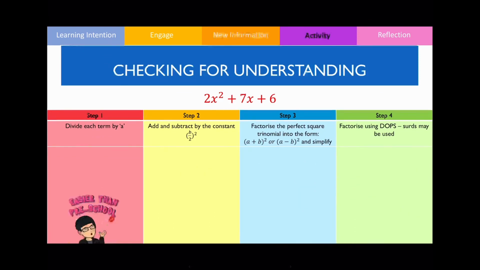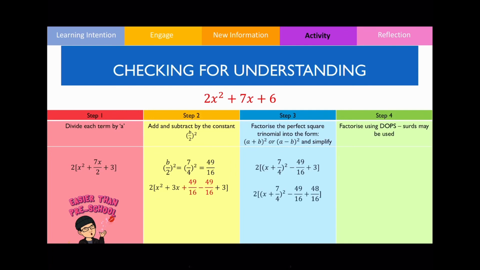Have a go for this question over here, and then we'll compare our answers together. So what I'll do first is I'm going to divide everything by 2. And once I've done that, then you should find out what is b on 2 whole squared. I'll add and subtract by that number over there. And then I will find the perfect whole square, simplify, do the difference of squares, and therefore this should be your answer.